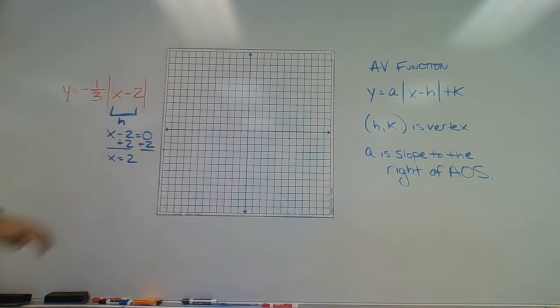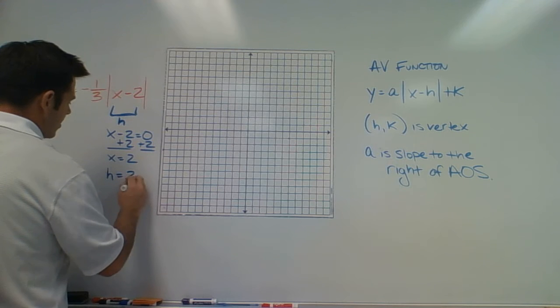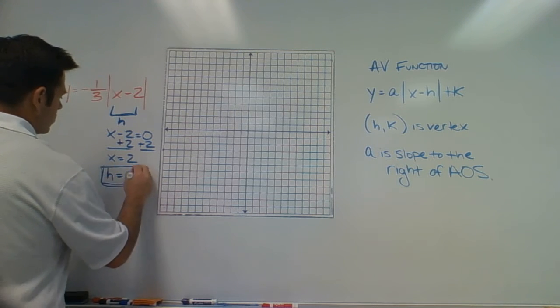So if I took the number 2 and I plugged it in for x, there would be 2 minus 2. That would be 0 inside the absolute value. That's how I got x is equal to 2 down here. And since I got x is equal to 2, that also means for us when it comes to the vertex that h is equal to 2 as well.